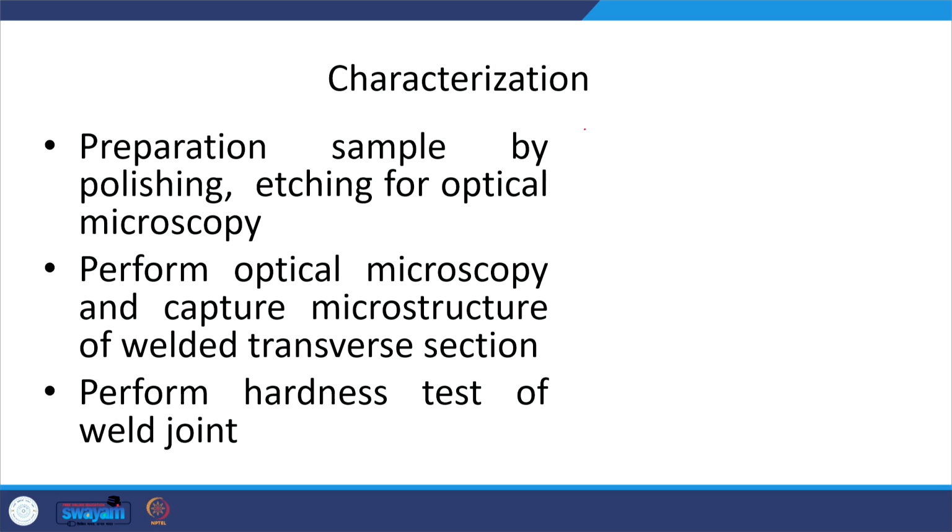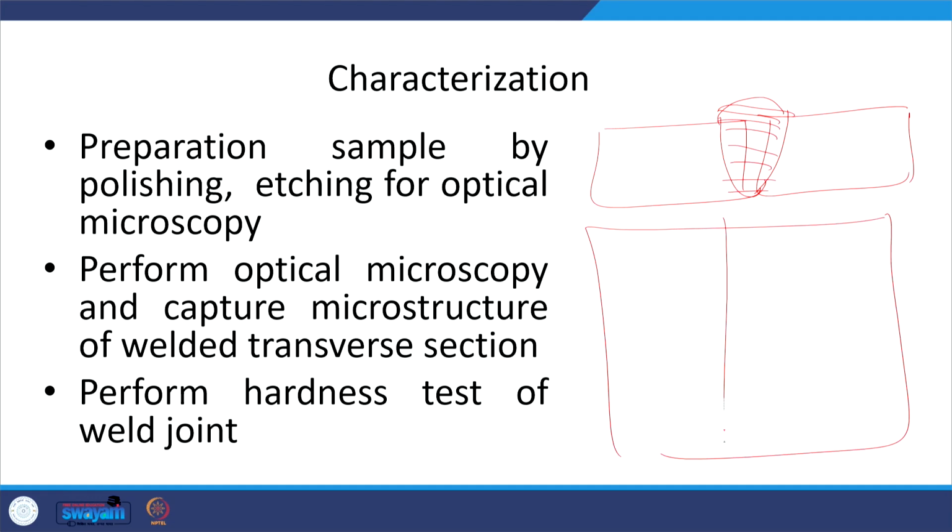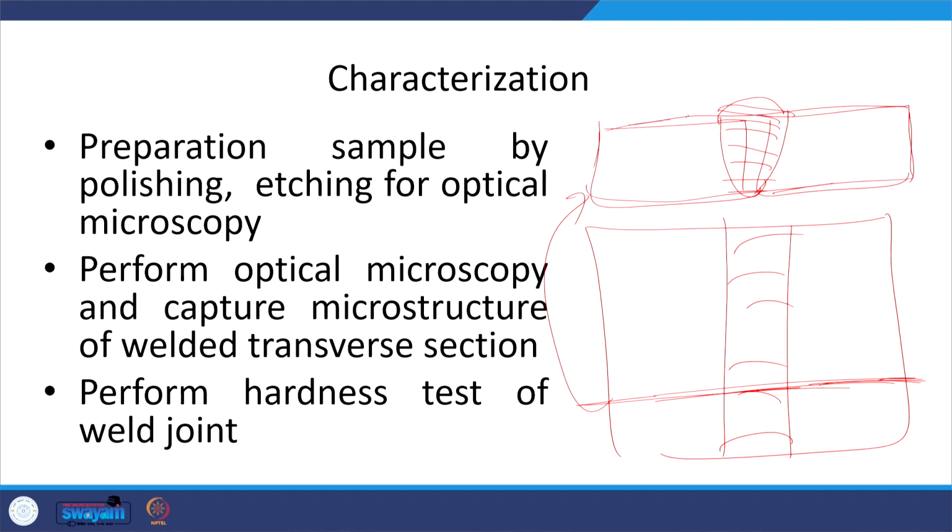Whatever the weld joint is developed by SMAW welding, like this, this needs to be prepared for the study. So, what we do, say the top view is like this. This is the weld line. So, we take a transverse section like this. When the transverse section is cut, in the front view we are able to see the transverse section like this. Now, this transverse section is prepared.